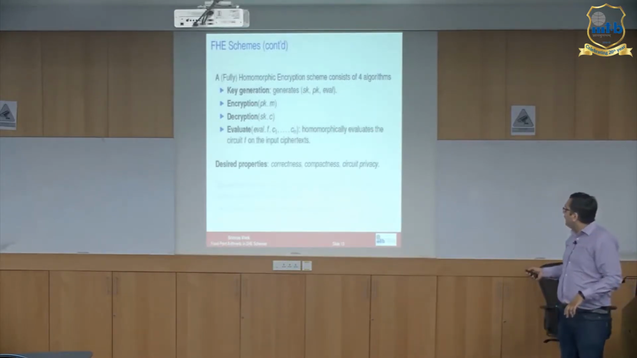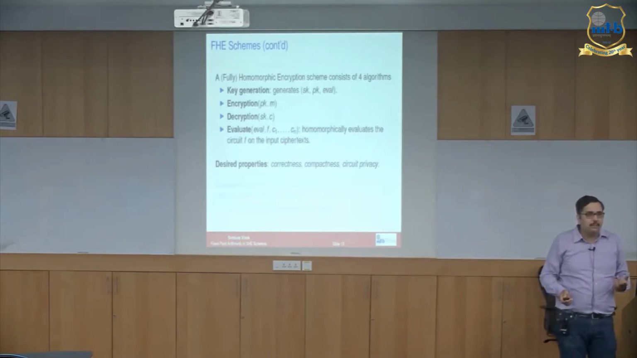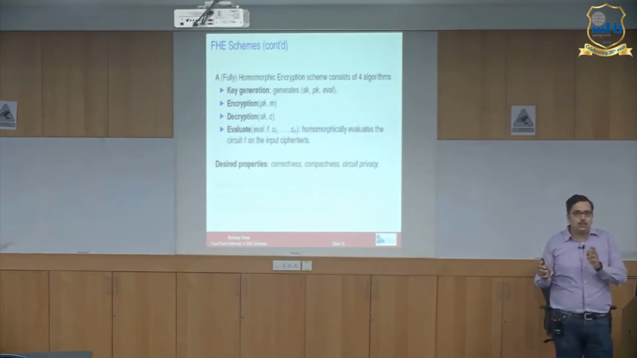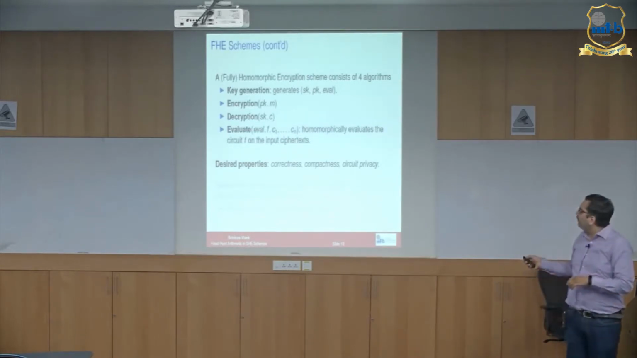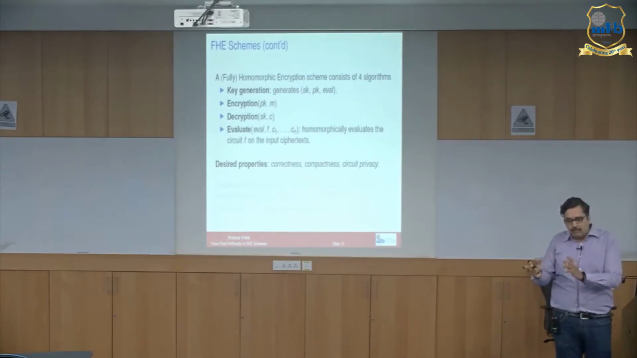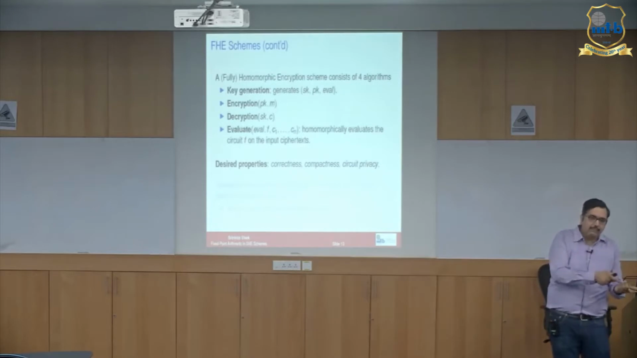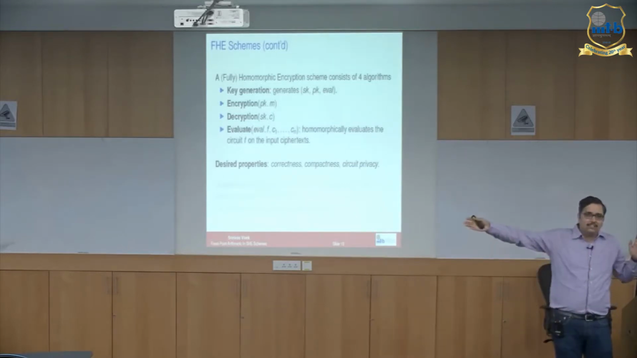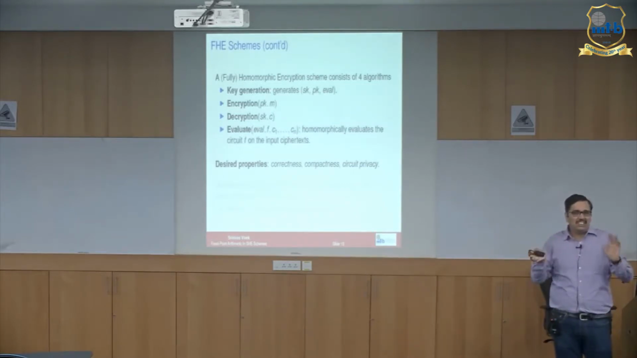Then there is another property called compactness. Namely, if you do many operations, the size of the ciphertext should not grow. Because before achieving this fully homomorphic encryption scheme, the partially homomorphic encryption schemes, as I mentioned before, allowed only one or two multiplications. But the moment you start doing more multiplications, even the size of the ciphertext grows. So this is not something desirable.